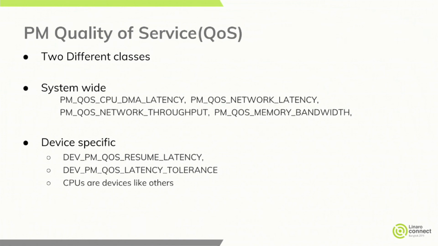The CPU DMA latency is the one that is widely used, and it feeds back into the menu governor in the CPU idle framework, which is one of those parameters that allows the menu governor to choose the C state. So if a device has said that it needs a particular latency from the CPU, the menu governor picks it up and uses it to make the choice. Similarly, associated with the generic power domain framework, there is device-specific quality of service that can be specified, which is dev_pm_qos resume latency and dev_pm_qos latency tolerance.